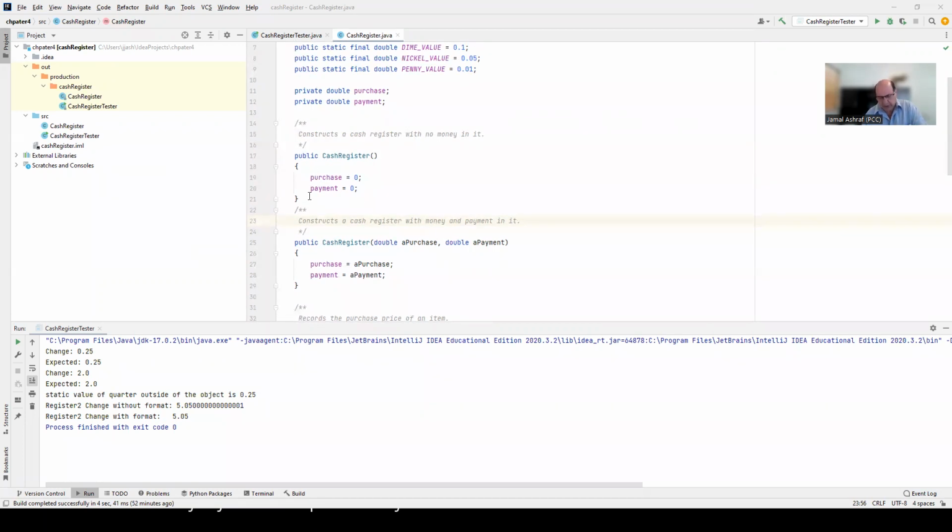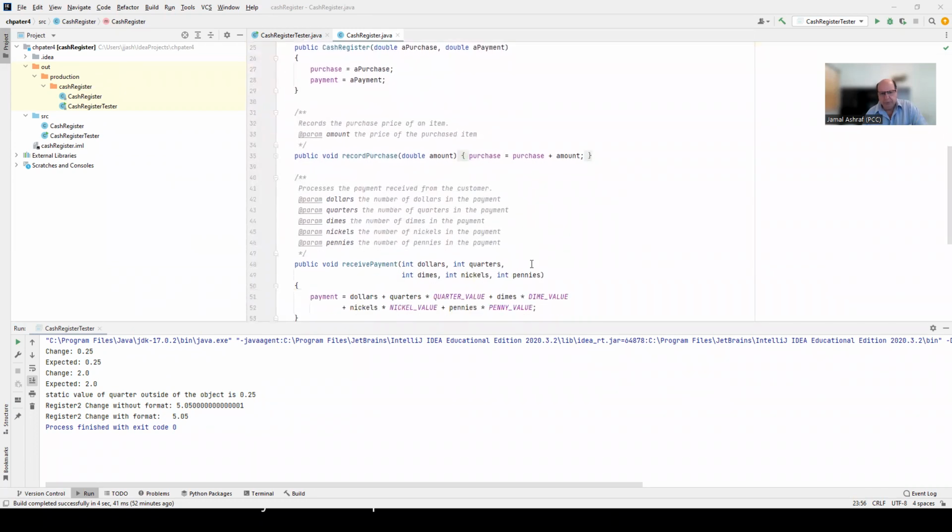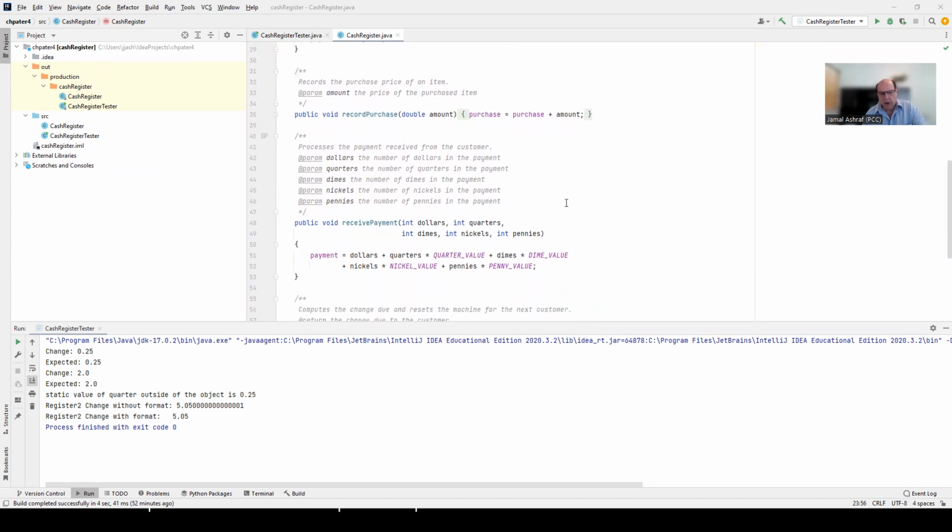We can do that. So here I'm creating 2 constructors. One is the default one, and one has 2 parameters. Your book doesn't have it. I just decided to put that one in there. So for recording the purchase, we get the amount and we're going to add it to the purchase. So that would be purchase plus equal amount.